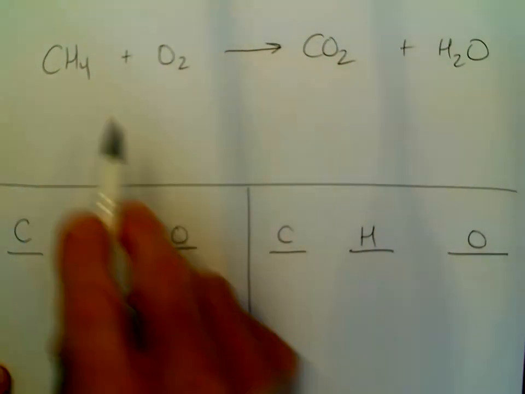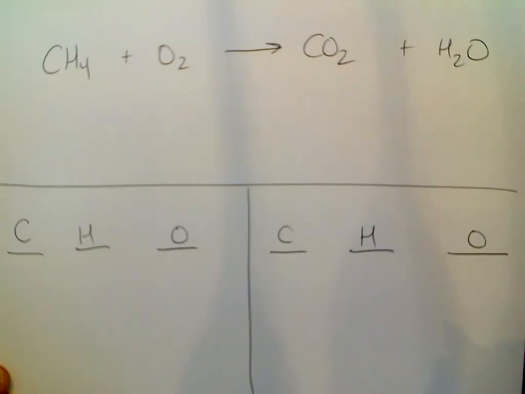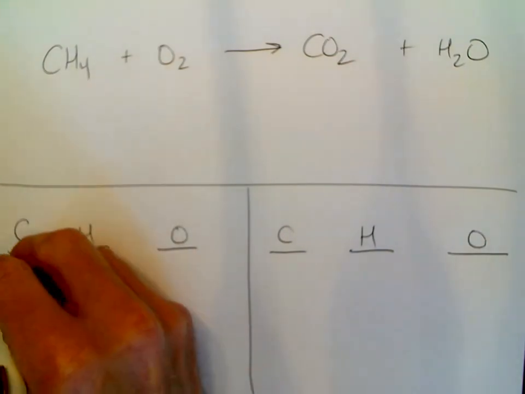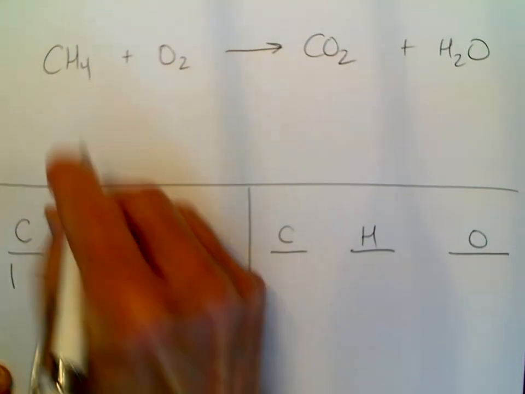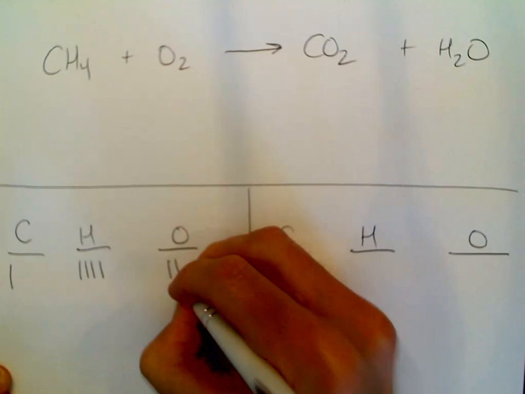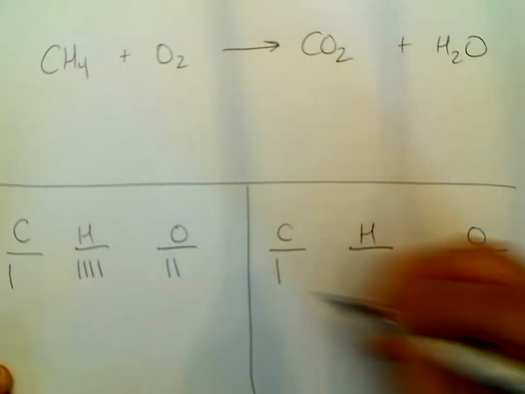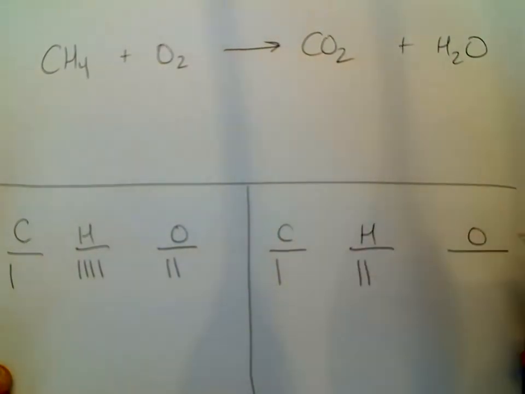Anyway, let's look here at this reaction. Let's try to balance it. Looks like I got 1 carbon on this side. Looks like I got 4 hydrogens on this side and 2 oxygens. And looks like I got 1 carbon, 2 hydrogens, and careful here, 1, 2, 3 oxygens.